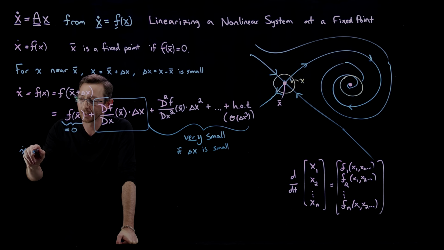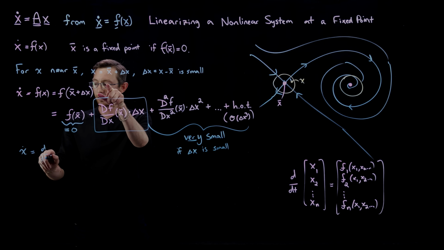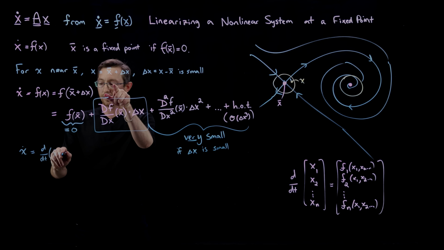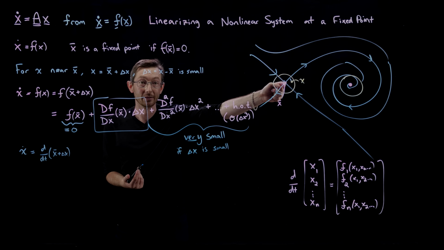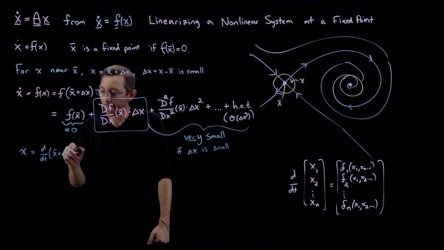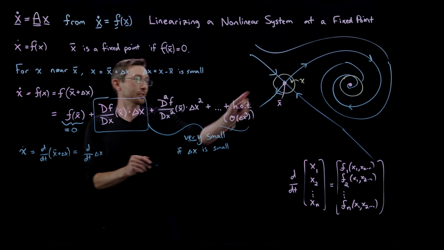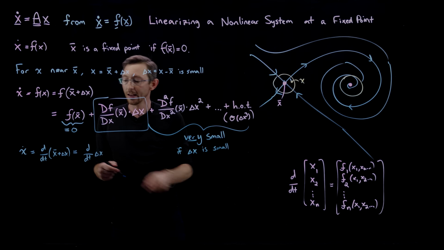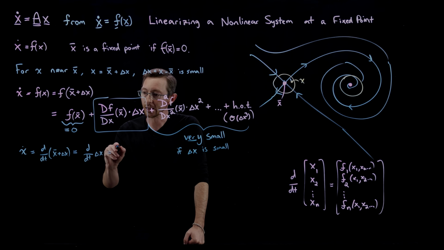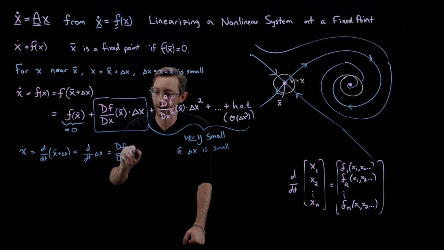So x dot is really d/dt of x bar plus delta x, but x bar is just a constant vector at that fixed point. And so really this is d/dt of my delta x. Delta x is the new state of my system zoomed in here. So d/dt of delta x equals this Jacobian matrix Df/Dx evaluated at x bar times delta x.